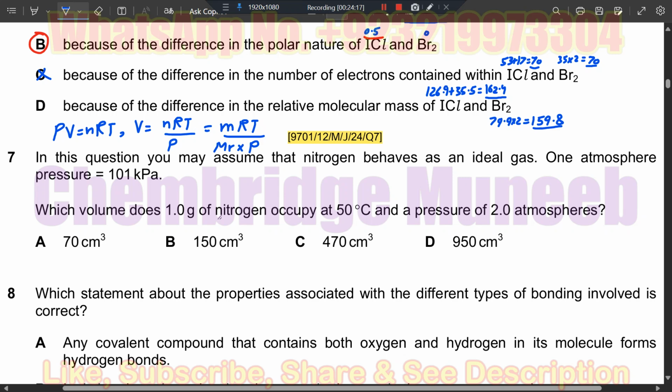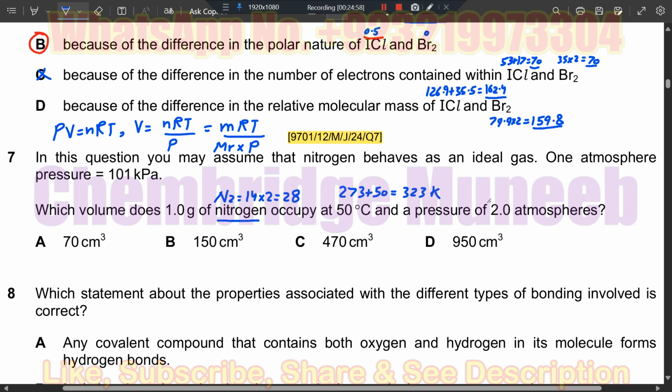The Mr of nitrogen, N2, is needed. This is a diatomic molecule, so its value is 14 times 2, because its Ar value is 14, and 14 into 2 gives 28. The temperature over here is 50 degrees centigrade, which must be converted into Kelvin. So it is converted by adding 273. So 273 plus 50 gives us 323 Kelvin.